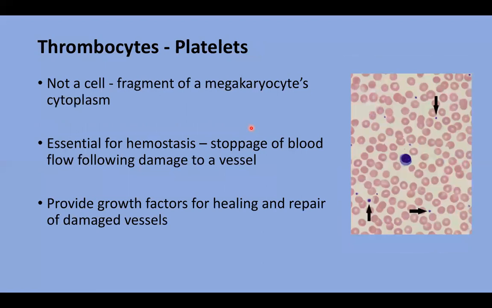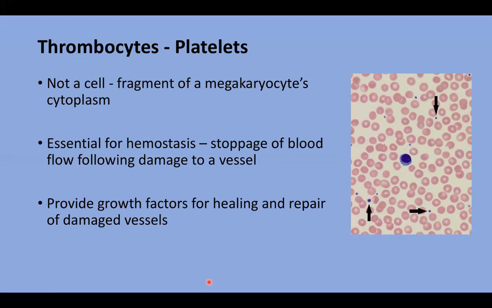All right, the next type of cell that we're going to talk about is the last one in our formed elements, and that's the thrombocytes. So the technical term for our thrombocytes is platelets. Technically, thrombocytes aren't an entire cell.